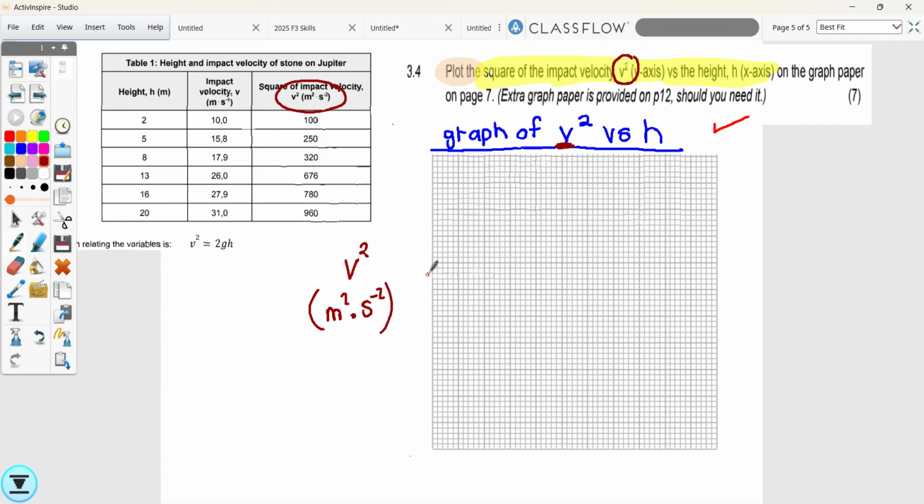Ma'am, do you have to say velocity, or can you just say v squared? I said you don't have to use the words. The one that you get second is always on your x-axis. So here you're going to put height. Where are you going to get the unit for height? Table, man. In your table, you got it there. So you put it in brackets and it's meters. You don't have to underline these two.